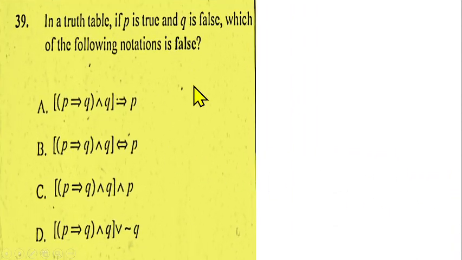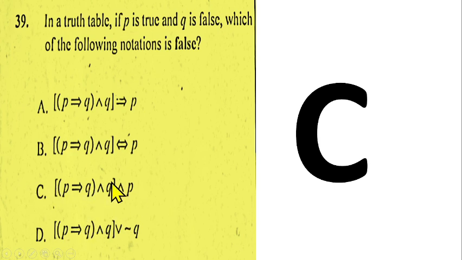Question number 39 is from propositional logic. In a truth table, if P is true and Q is false, which of the following notations is false? Now, of course, you can test them one after the other, but option D is the incorrect option. Option C rather is the one that will make it false. Let's test it. If P then Q. So if P is true and Q is false, this is going to give us false. False and false will give us false. Then false and false again will give us false. So everything here will give us false, which is option C.